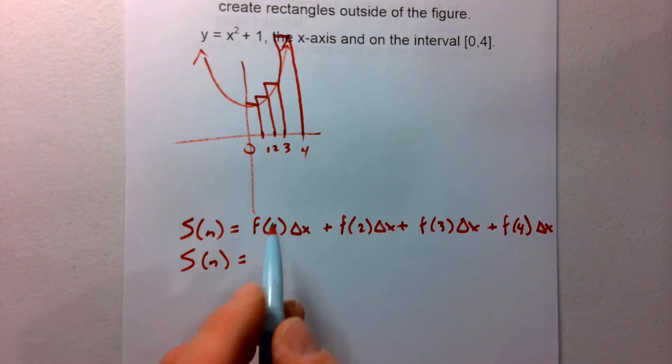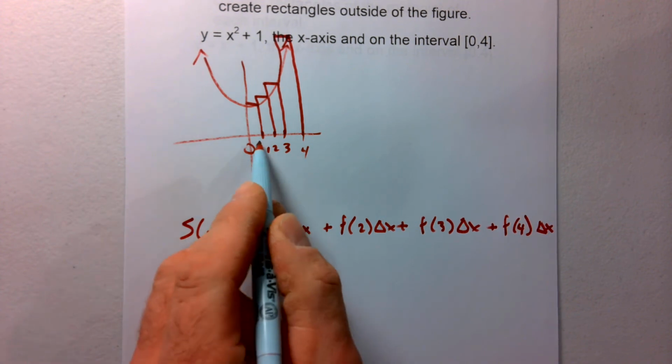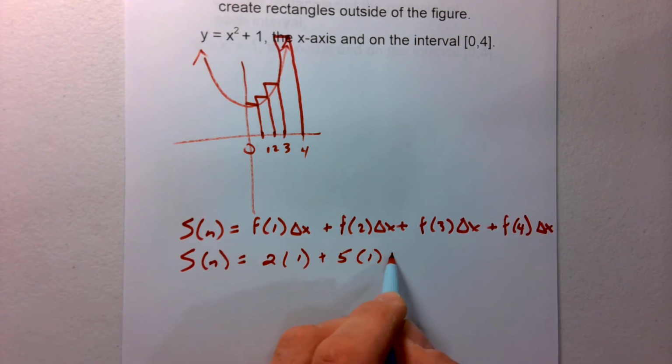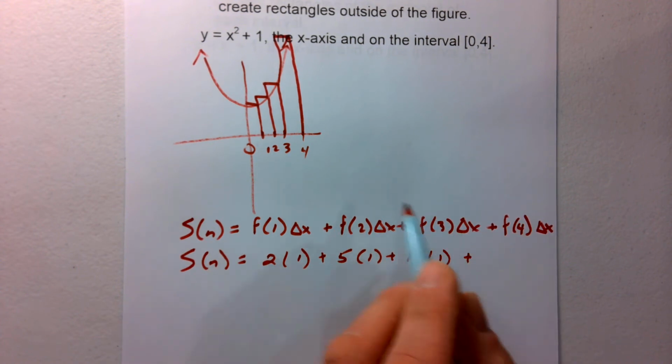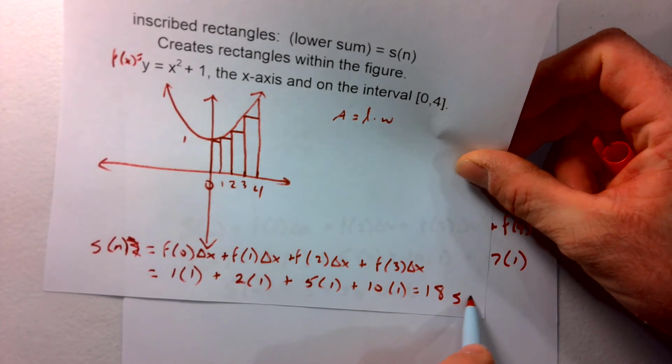So big S of n, f of 1. If I plug in 1, I get 1 plus 1, which gives me 2. My delta x, again, is 1 unit. F of 2 is going to be 5 times 1, my delta x. F of 3 is going to be 10 times 1, which is my delta x. And f of 4 now is 17 times 1. So I get S of n equals 2 plus 5 plus 10 plus 17, which gives me 34. And this is square units as well because we're looking at the area. I guess I didn't put that on the last one, 18 square units as well, since we're talking about area.